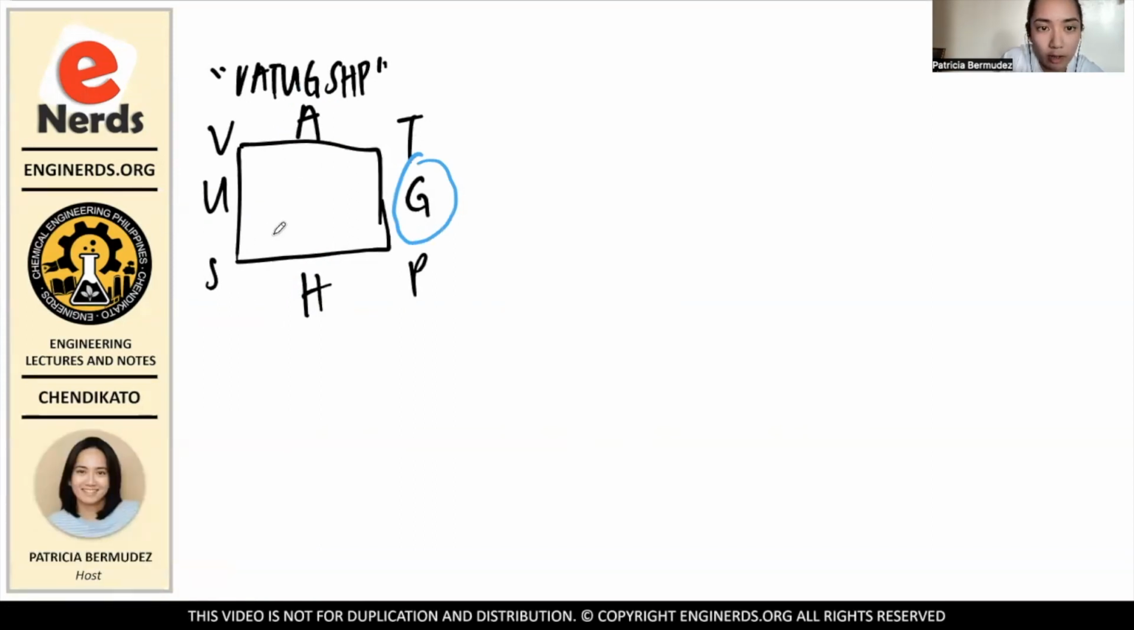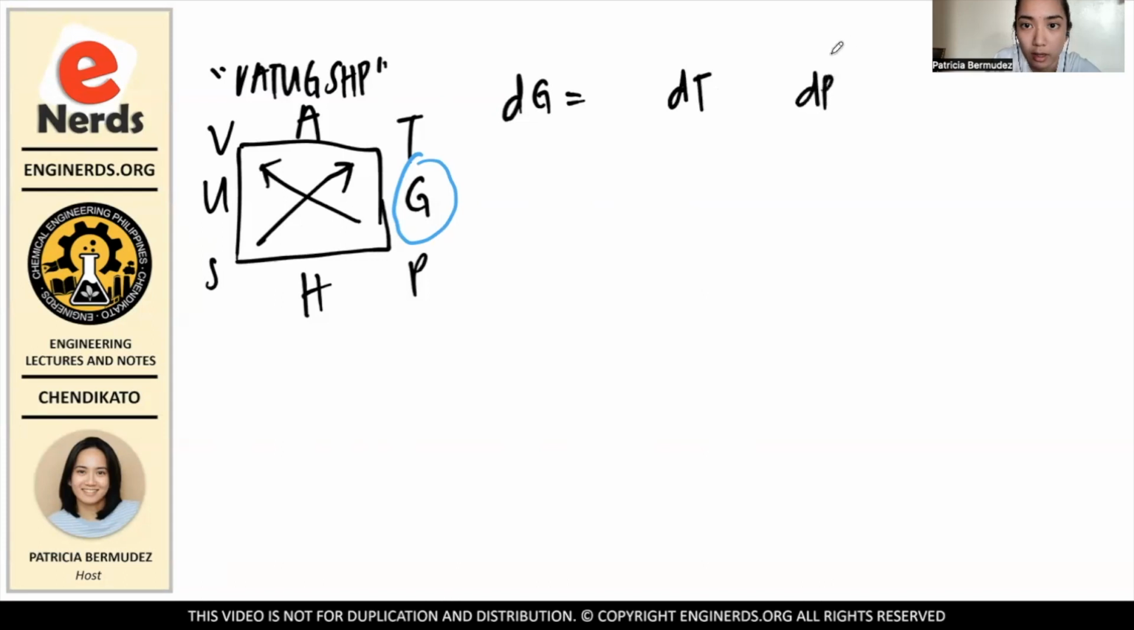So here, actually, you have to draw an arrow that points from S to T, and then an arrow that points from P to V. So yung dG, saan ba siya nakapagitna? Sa T at sa P. So we can say that the change in G, the change in Gibbs free energy, is equal sa change in T here, and then sa change in P. And this is the temperature, and this is the pressure.